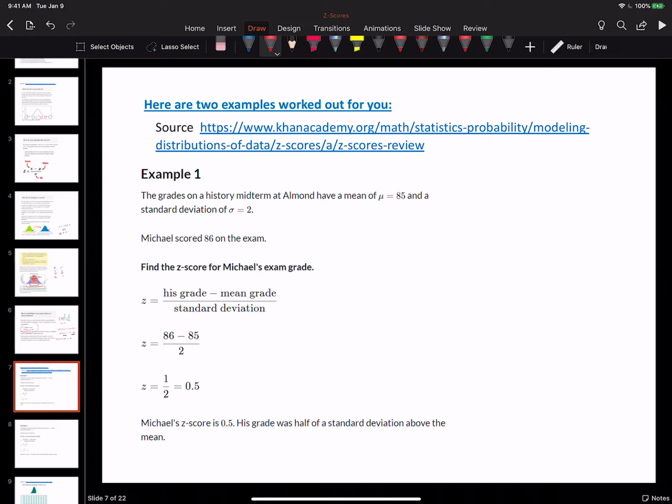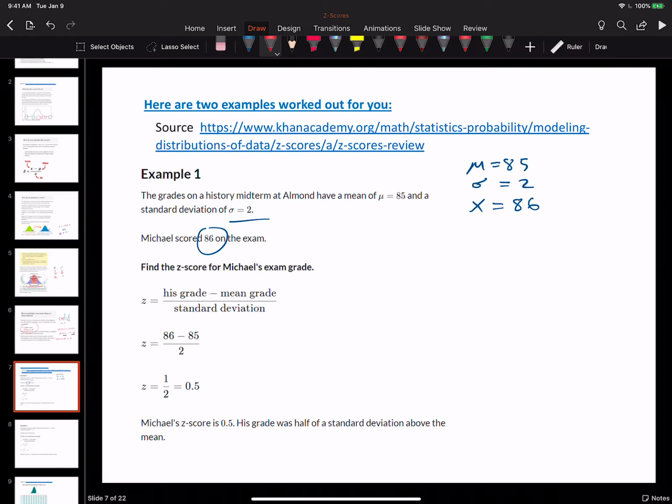Here's another resource with some worked examples. Example number 1. The grades on a history midterm at Almond have a mean of mu equals 85. So we are given that mu is 85. The mean is 85. The standard deviation is given to me as 2. Michael scored 86 on the exam. That means x equals 86.